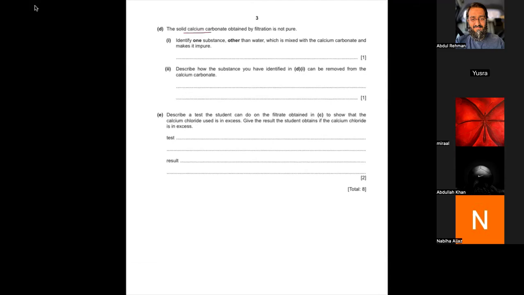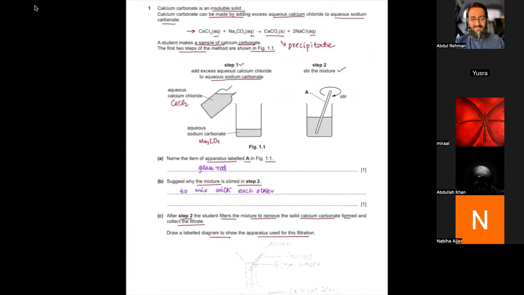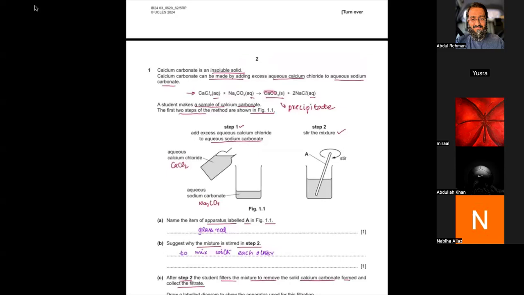The solid calcium carbonate obtained by filtration is not pure. Identify one substance other than water which is mixed with the calcium carbonate and makes it impure. So how to figure out this thing? The easiest way is to look at your products. This is the solid and this is the aqueous sodium chloride. So there is a chance that it might contain some sodium chloride with it.